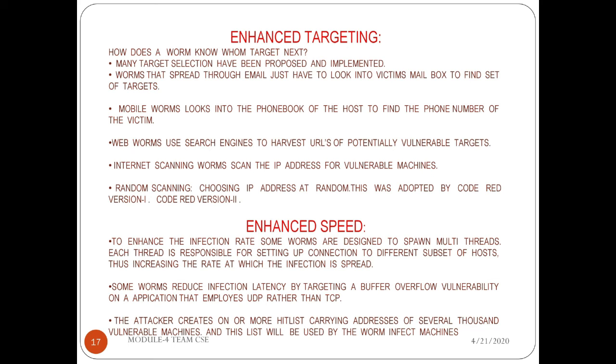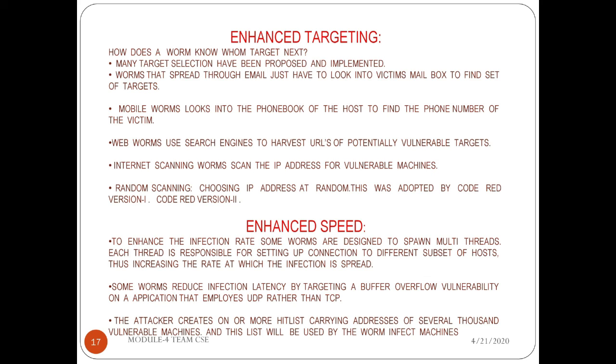Random scanning means choosing the IP address at random. This was adopted by Code Red version 1 and Code Red version 2. Enhanced speed: to enhance the infection speed, some worms are designed to be multi-threaded. Each thread is responsible for setting up a connection to a different subset of hosts, thus increasing the rate at which the infection is spread.